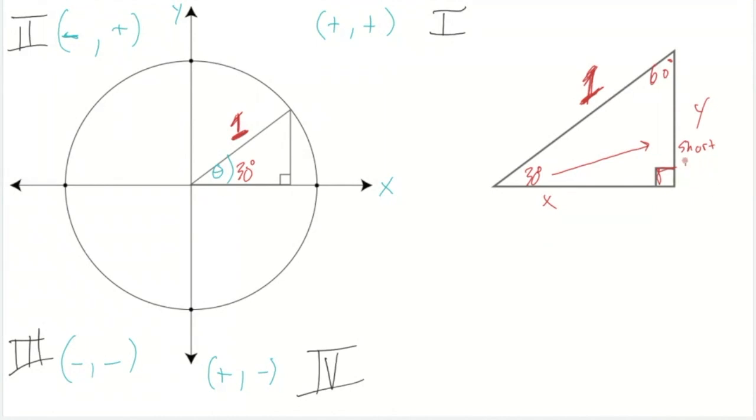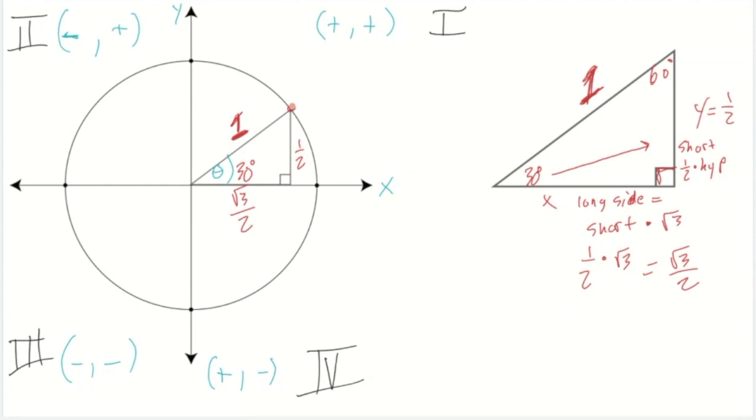I'll write it better. I'll do it like this, 1/2 hypotenuse. That means here, y equals 1/2, because half of 1 is 1/2. The long side, which is x, equals the short side times square root of 3. So it'll be 1/2 times root 3, which gives us root 3 over 2. So this is root 3 over 2 here, and this is 1/2. My coordinate up here would be (x, y), which is (root 3 over 2, 1/2).